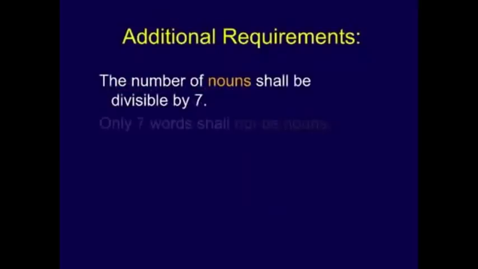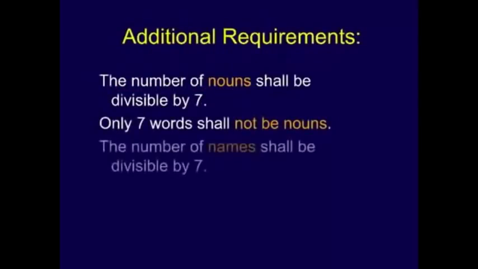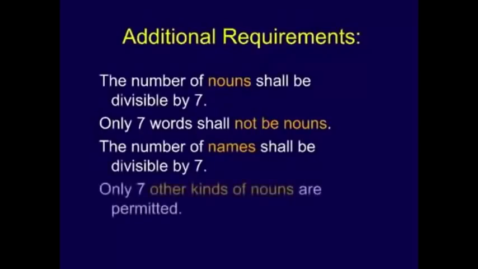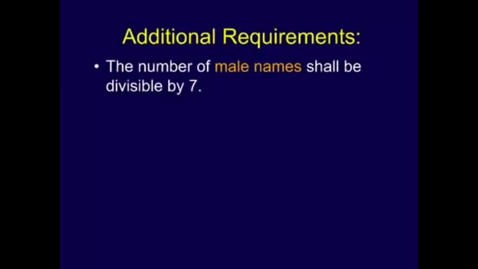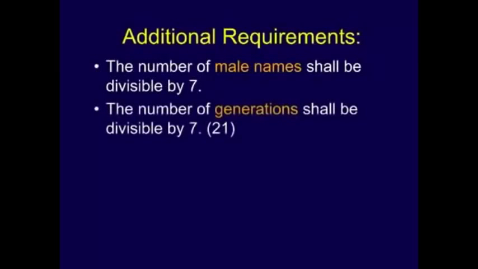The number of nouns shall be divisible by 7. Only 7 words shall not be nouns. That's easy probably, maybe not. The number of names shall be divisible by 7. Only 7 other kinds of nouns shall be permitted beside names. The number of male names shall be divisible by 7, and the number of generations shall be divisible by 7. You've probably guessed where I'm headed here.